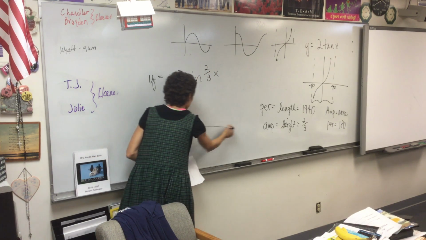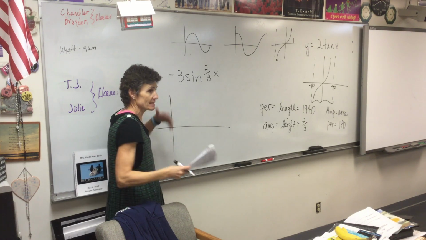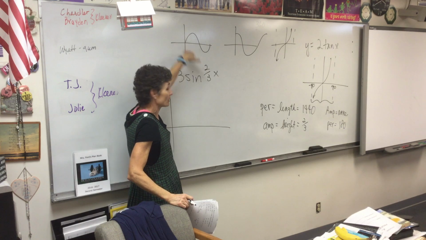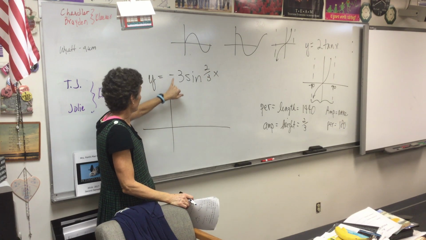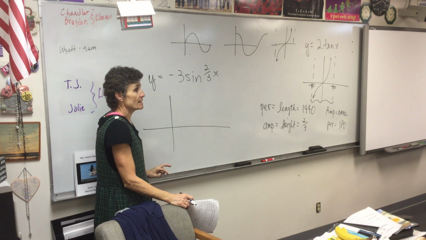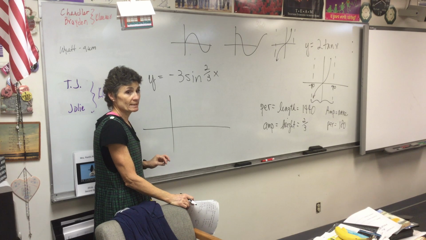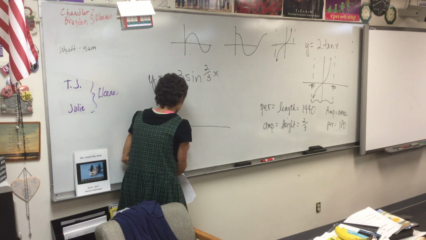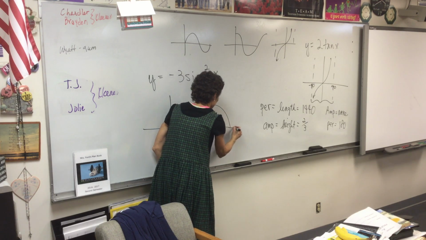Now, I want to just jump in, because I'm excited about this. I want to just jump in and graph this. That's a sine curve. But what do I have to be careful of? The negative. And what does that negative do to it? Flips it. So I'm going to have a valley and then a hill.